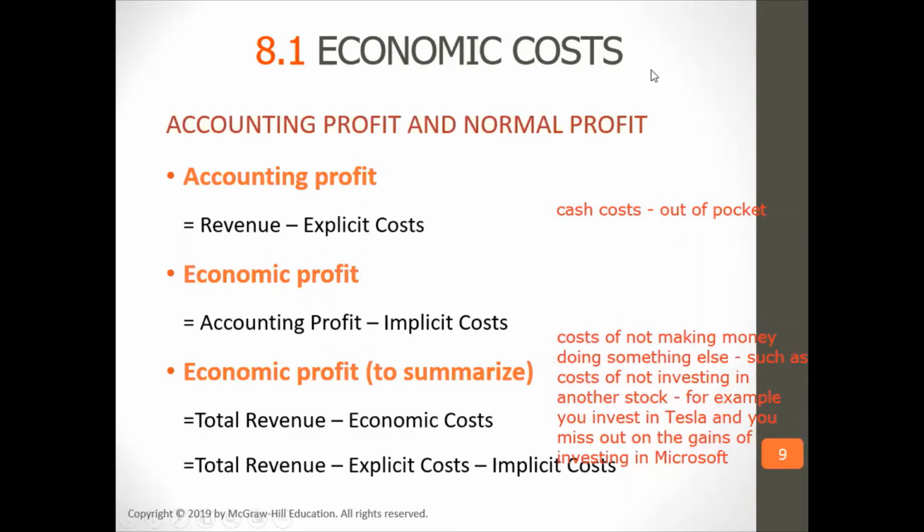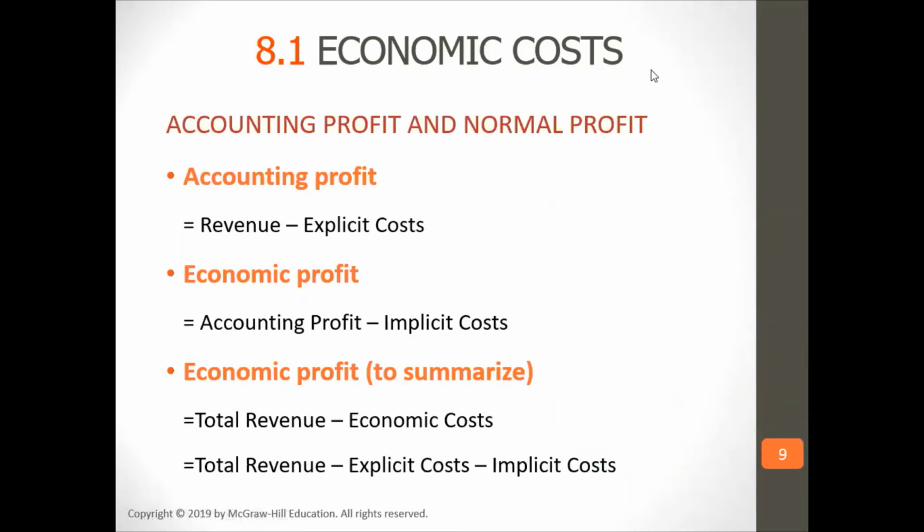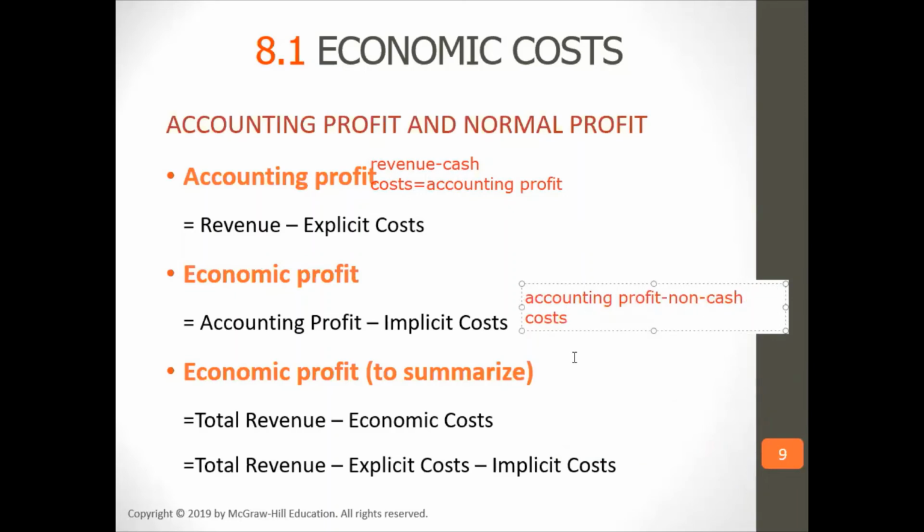So accounting profit is revenue minus explicit costs. So it's basically revenue minus cash costs equals accounting profit. And then economic profit is accounting profit minus implicit costs. So accounting profit minus non-cash costs, basically.